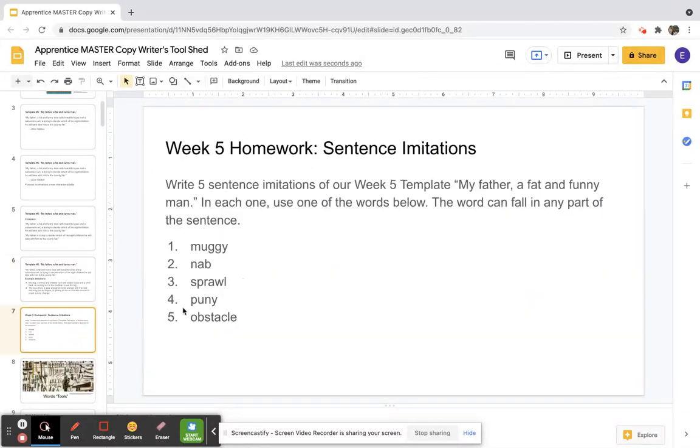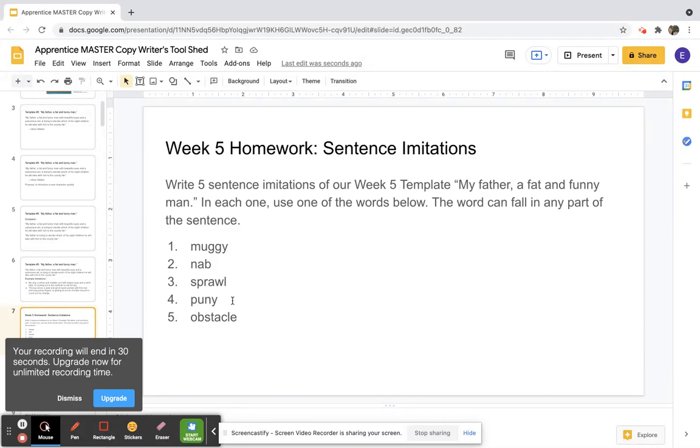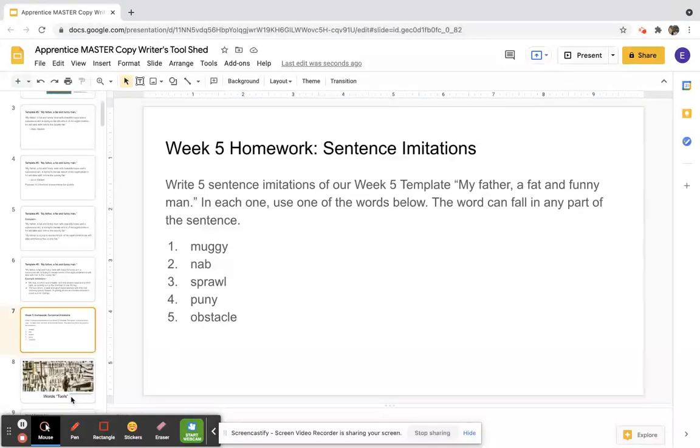Now it's your turn. Your week 5 homework, you're going to write your own sentence imitations of this template, my father, a fat and funny man. In each one, use one of the rich words below, and the word can fall in any part of the sentence. It doesn't have to be in the describing parenthetical phrase of the sentence. It can be anywhere. So go to it, have fun, and we're just continuing to grow as writers by using our tools.